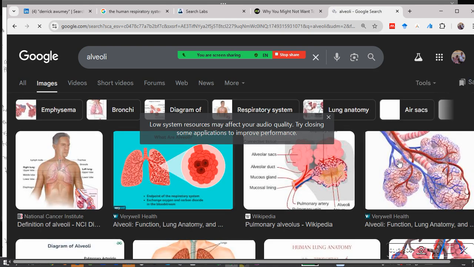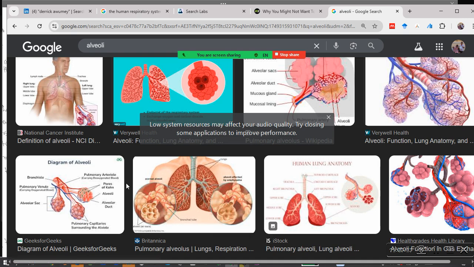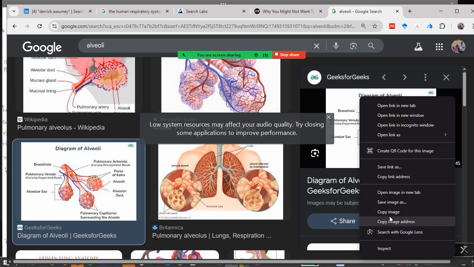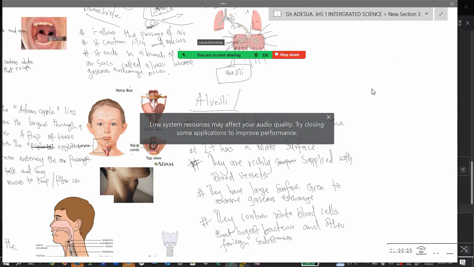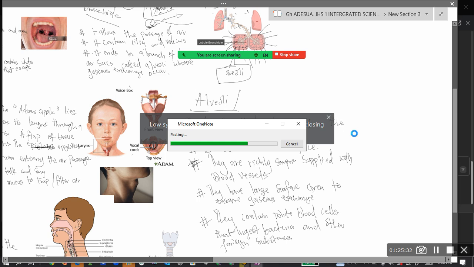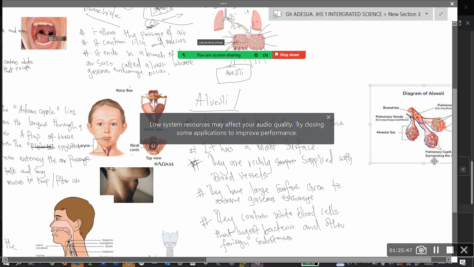So I always tell you that the alveoli look like balloons. Small, small balloon-like structures. So they fill up with air. And they contain a lot of blood vessels. So this is how the alveoli look.